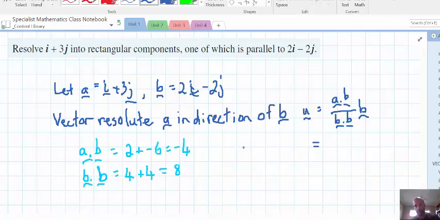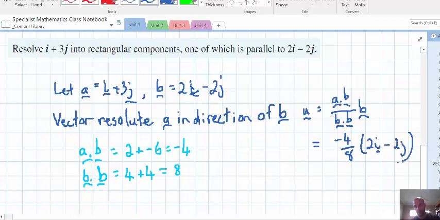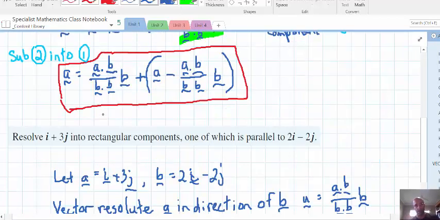Which equals the following, once we work out the dot products, you can see them there. So we've got negative 4 over 8 times vector B, 2i take 2j. So it's basically negative a half of each vector, so it's negative i plus j. Whoops, that's a j. So we've got the first part sorted.